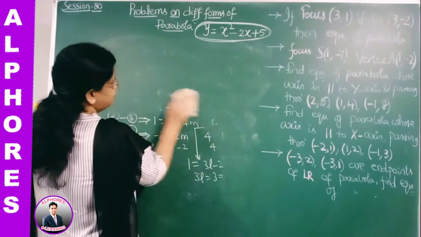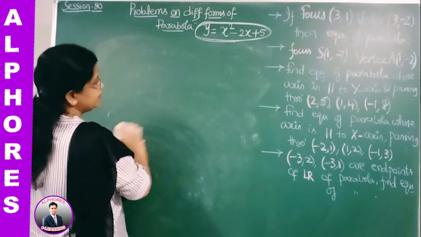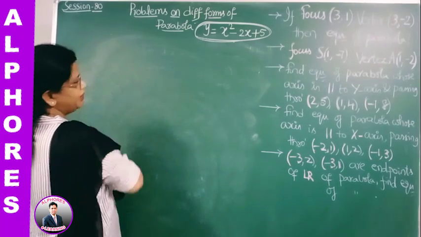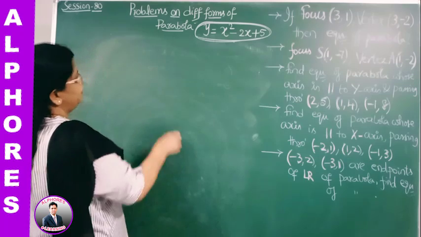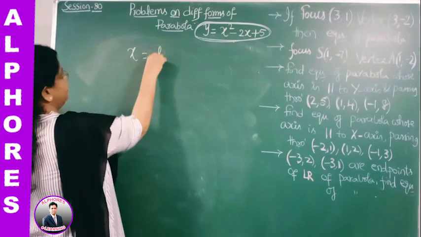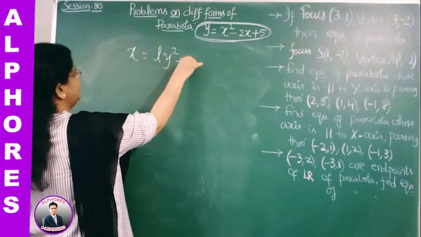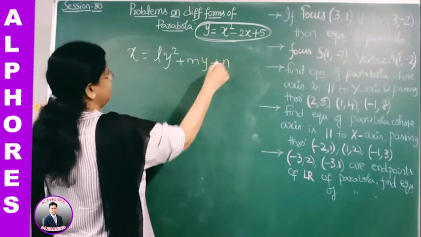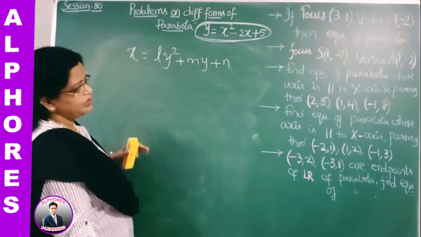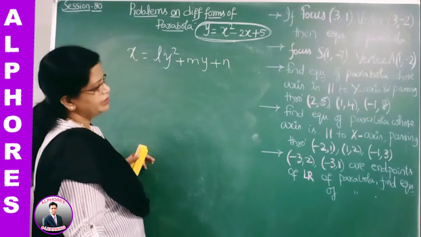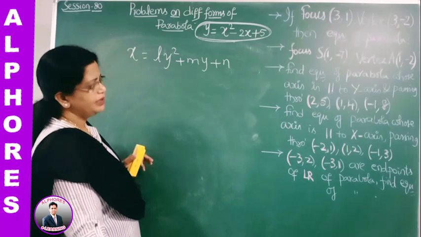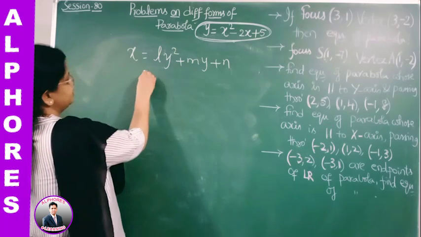Now this one, that is find equation of parabola whose axis is parallel to x-axis. So parallel to x-axis means you have to take the problem as x equal to Ly square plus my plus n, and then again just like the previous problem substitute each of the points, that means minus 2, 1 etc., each of the points you substitute.